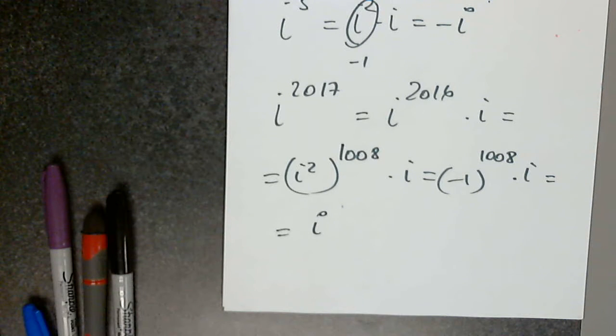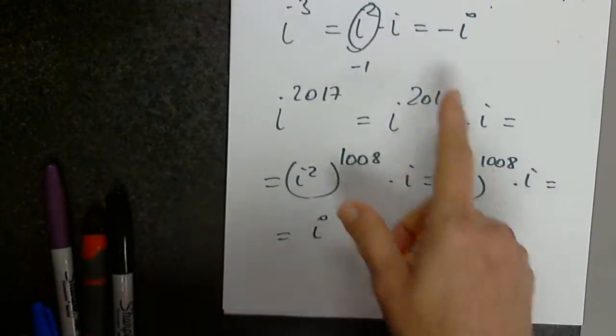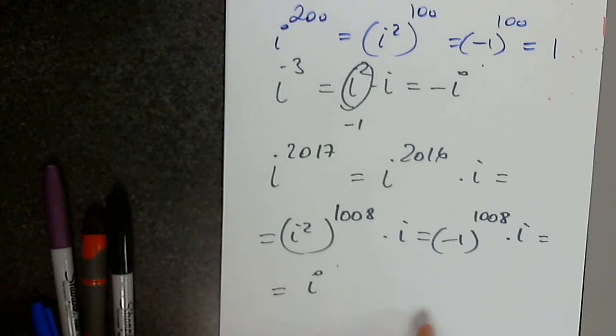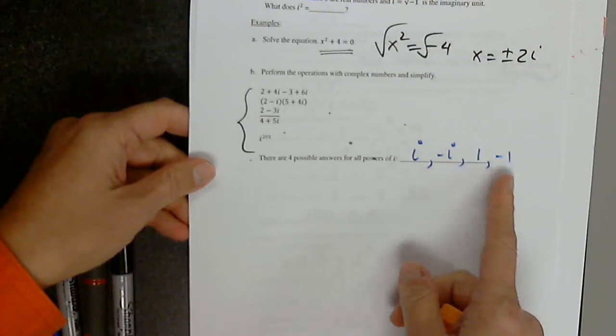So that's the way we work on any power of i. And all possible answers are these. One more time, we got 3 of them. We got negative i, we got 1, and we got i. So i, negative i, 1, or negative 1.